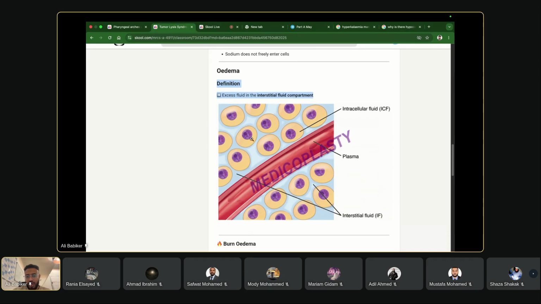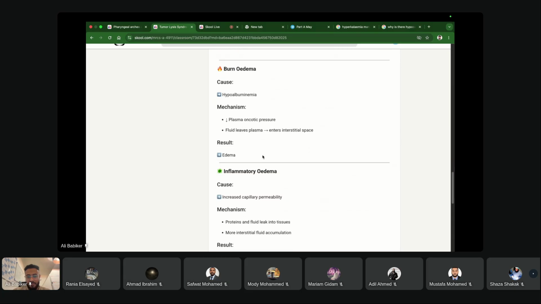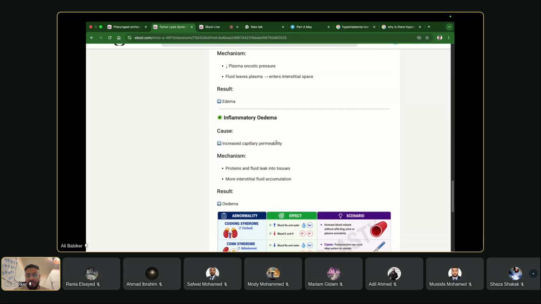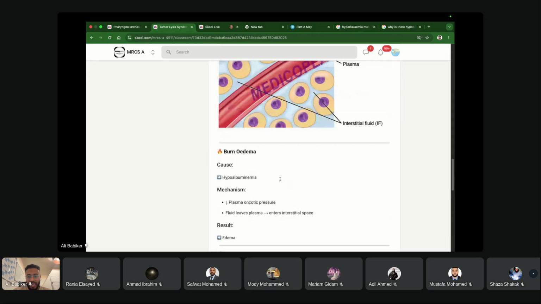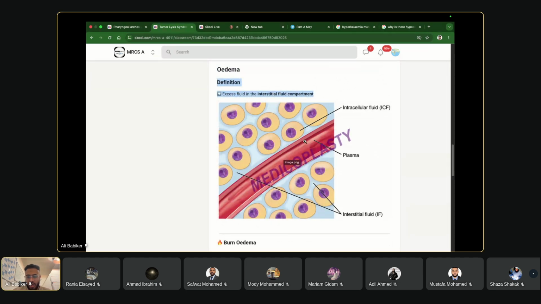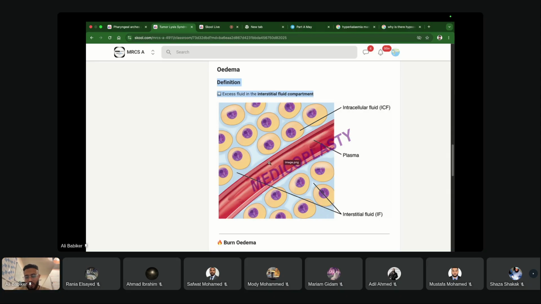Also, another cause of edema is increased hydrostatic pressure. If the hydrostatic pressure increases, this will push the fluid outside to the interstitial fluid. Inflammatory edema: the mechanism is increased capillary permeability, so protein and fluid leak into the tissue, with more interstitial fluid accumulation. If you have endothelial injury, or the permeability meaning the space increases, the albumin will come outside. If the albumin comes outside, the fluid will follow. Why? Because the oncotic pressure which was supposed to be inside is now outside. This will lead to edema.